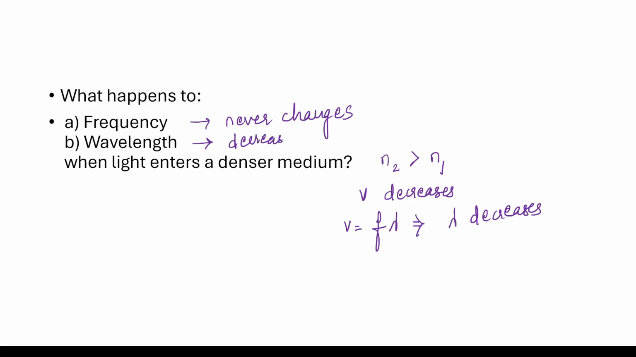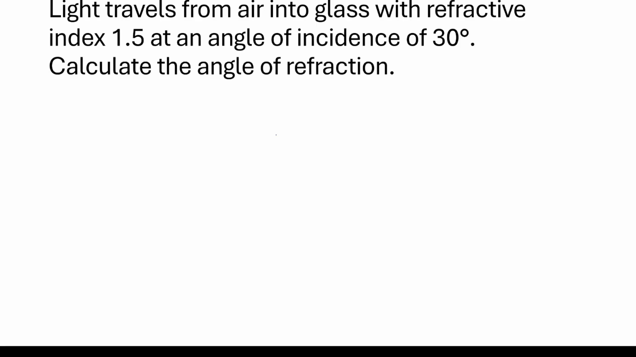Okay. All right, let's try another one. Light travels from air into glass. So now the refractive index for air is 1, and the glass refractive index is 1.5. Please pause and do it yourself. But if you've done that, the angle of incidence is 30. They want the angle of refraction.